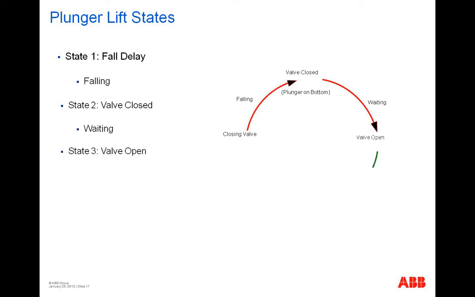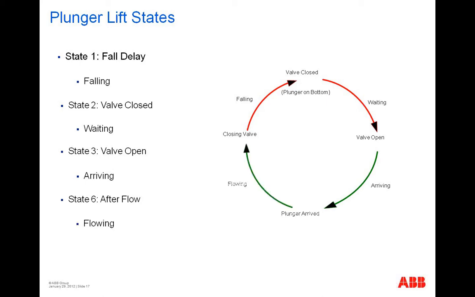And in state 3, we're looking for the plunger to arrive. We're waiting on that plunger to pass the arrival switch and to show us that the plunger has arrived. Now if you're running in intermitter mode, you will just move right through this state 3 for plunger to arrive, and you'll move right into afterflow. So once that plunger has arrived, we now move into afterflow, which is state 6.